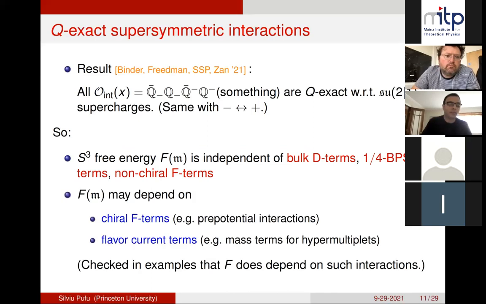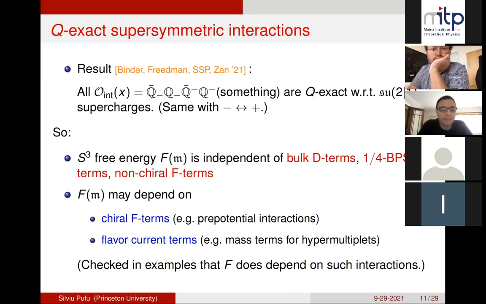And what does it depend on? Well, the other 2, namely, it could depend on chiral F terms. And just to give you a feeling for what these might be, prepotential interactions are chiral F terms. And another thing it could depend on is these flavor current terms, and those correspond to mass terms for hypermultiplets in AdS. Just this argument doesn't show that F does depend on chiral F terms and the flavor current terms, but we checked in explicit examples that F does depend on such interactions.